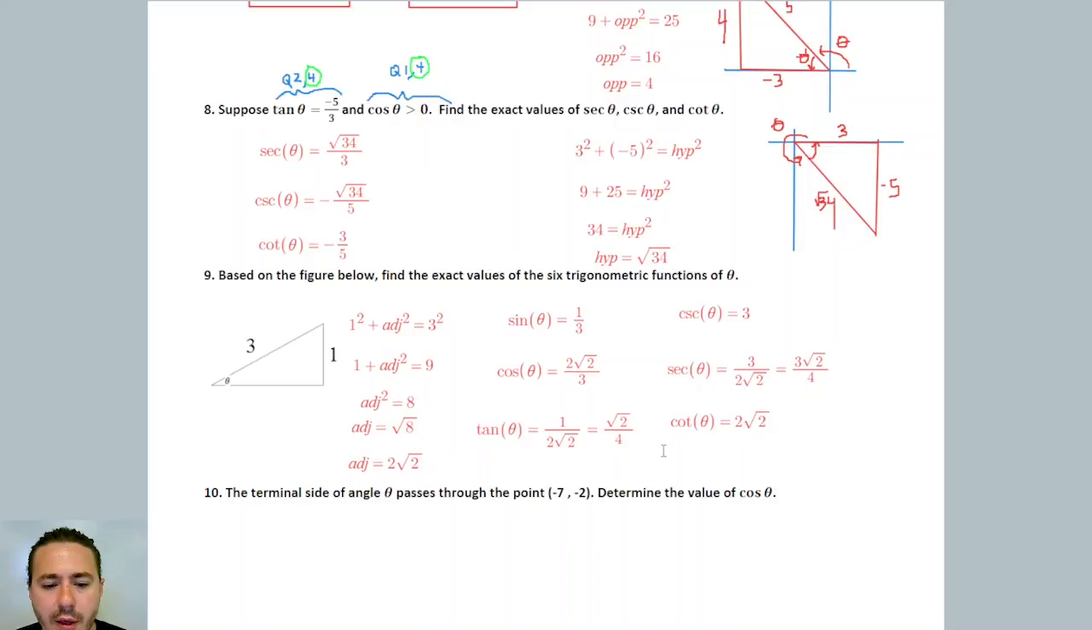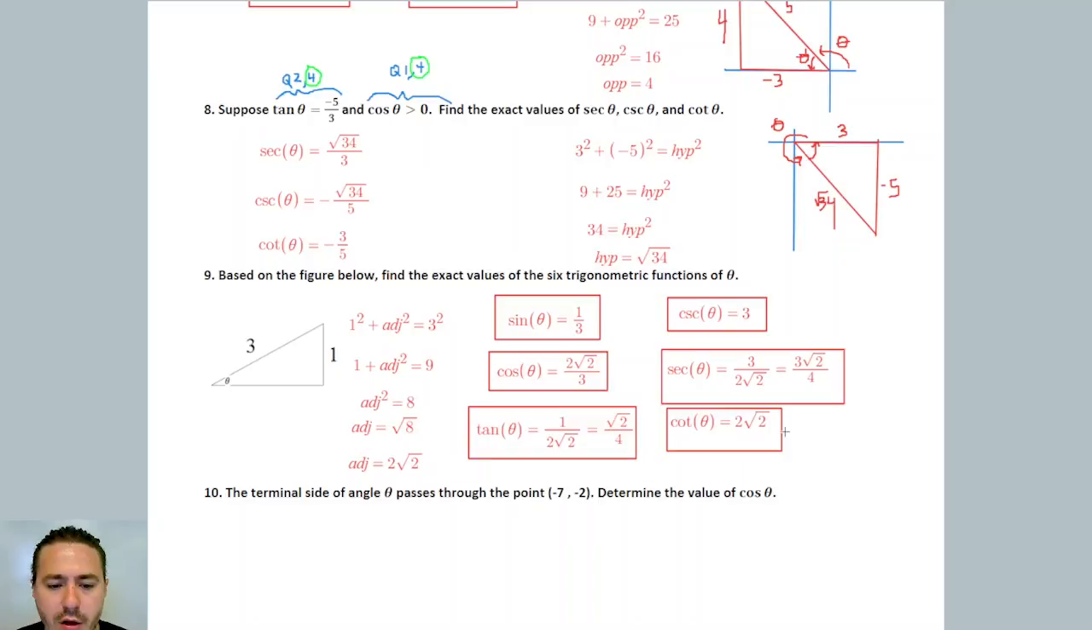We got sine, cosine, and tangent. And then the other 3 reciprocal functions, cosecant, secant, and cotangent. We got all 6 of them. We got one last problem here.